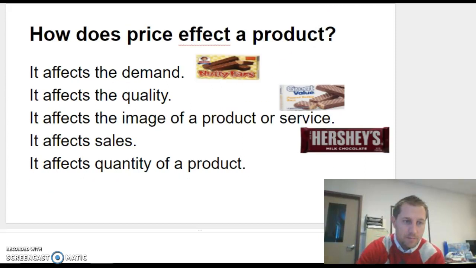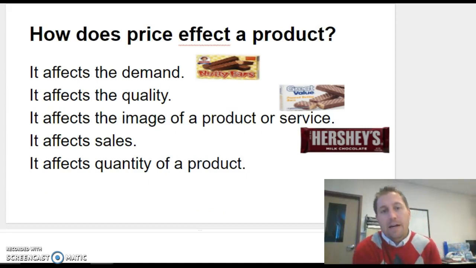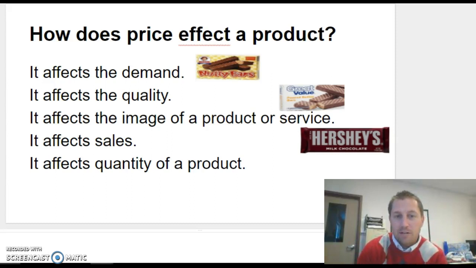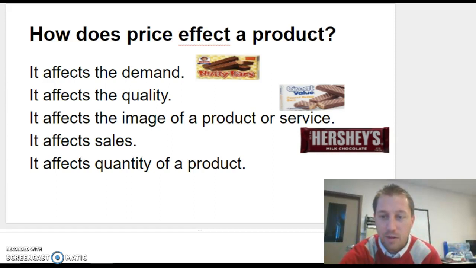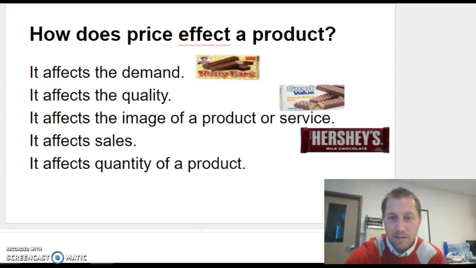In the next slide, you're now going to look at how does price affect a product. It affects the demand of a product, it affects the quality, it affects the image, sales, quantity of the product as well. So what I've done here is I've taken the same idea like a chocolate bar, and the demand of Nutty Bars is higher than, let's say, the lower quality of the Great Value version of the Nutty Bar. How about the image of the product?